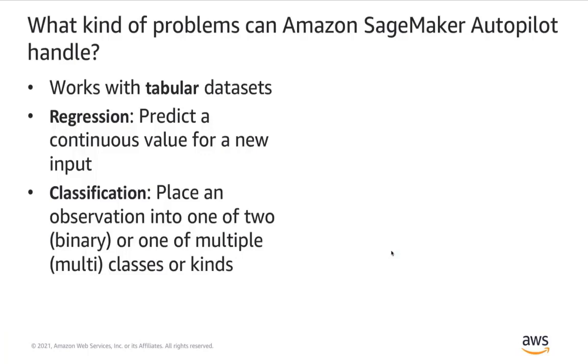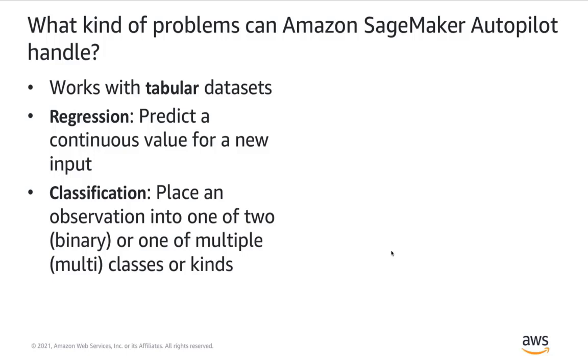Okay, so what kind of problems can Autopilot solve today? As I mentioned earlier, Autopilot works with tabular datasets, and today we support regression and classification problems, both binary classification and multi-class classification. So whether you're trying to predict a continuous value of an input or of a feature, or you're trying to place an observation and classify it in two or multiple categories or classes, you can do so.